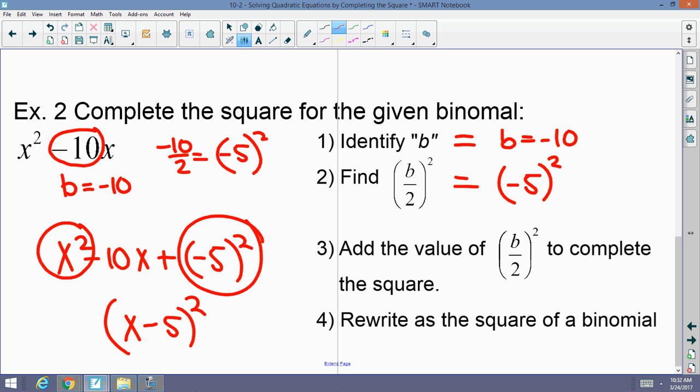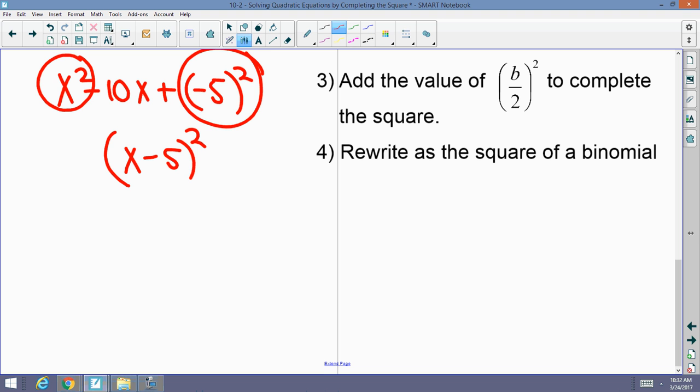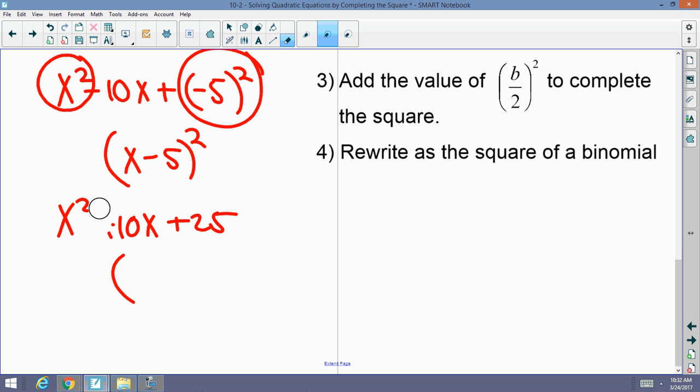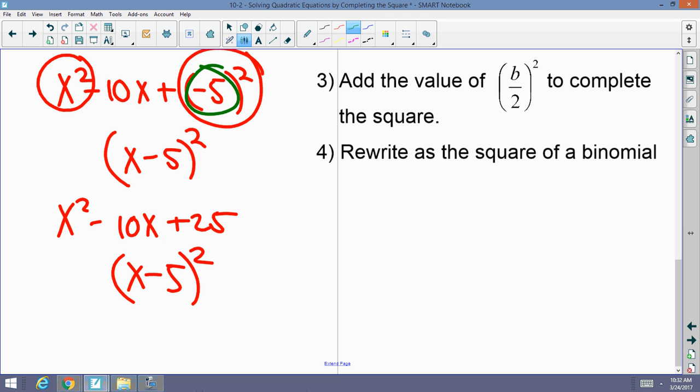Now, some people in the past have said, Mr. Morrow, why are you being like that? I could write this as x squared minus 10x plus 25. I know that's a perfect square, so this is (x minus 5) squared. Why is your way so great? Well, what if I had a fraction in here? Is that going to be so easy for you? No. Let me explain what I mean by that. What if I wanted you to complete the square to the following, gentlemen? Plus 3x.